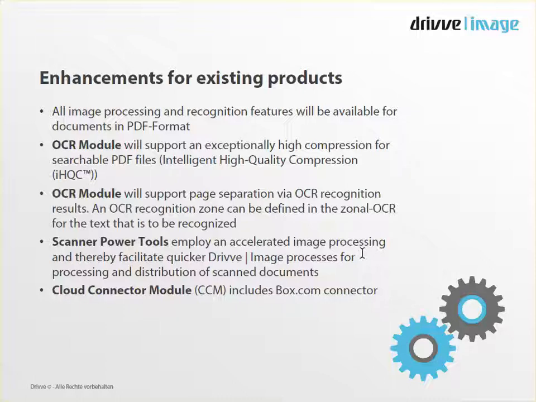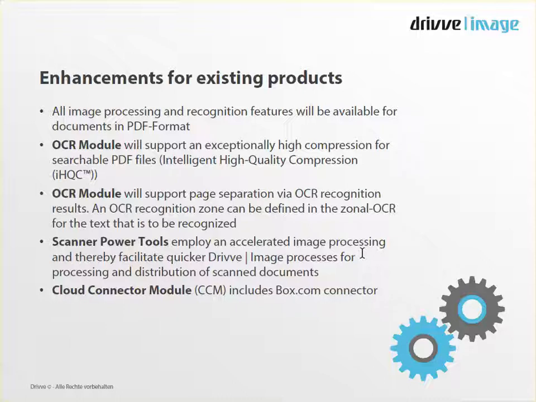Then for the OCR module, we have a higher compression now. With version 7 we offered a higher compression for scanner power tools, and now we offer the higher compression for the OCR module. Of course we chose a compression where you won't lose any data, okay? This is just to have smaller searchable PDF files. Also for the OCR module, what is a biggie is that we now offer page separation via OCR recognition.